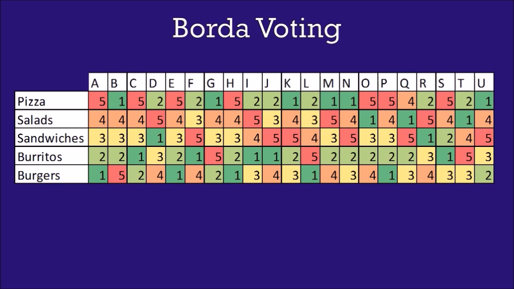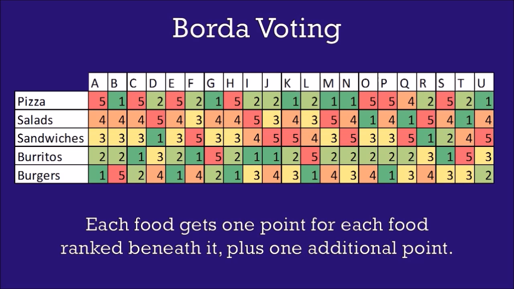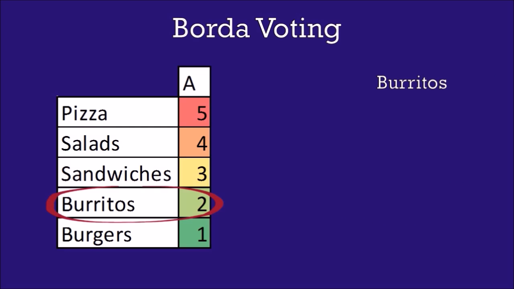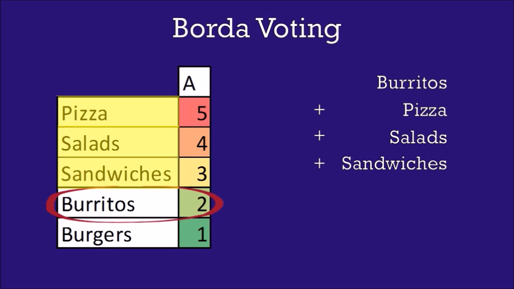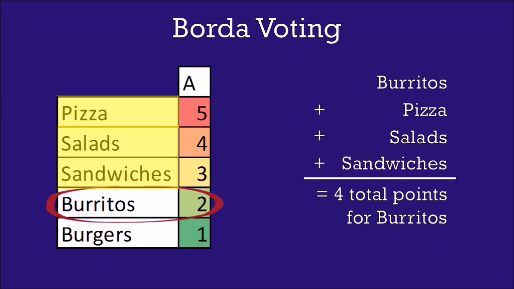Just like in IRV, each ballot ranks its choices from 1 to 5, and this trims our voting information down to 315 bits. But, instead of holding multiple rounds of elections, each food gets 1 point each time it appears on a ballot, plus 1 point for each food ranked lower than it on each ballot. For example, voter A has burritos ranked 2, which means there are 3 foods, pizza, salads, and sandwiches, ranked lower. Therefore, voter A's ballot gives 4 points to burritos.